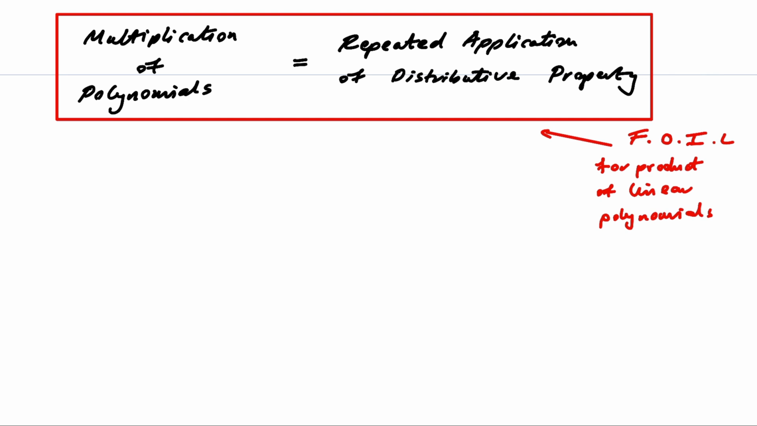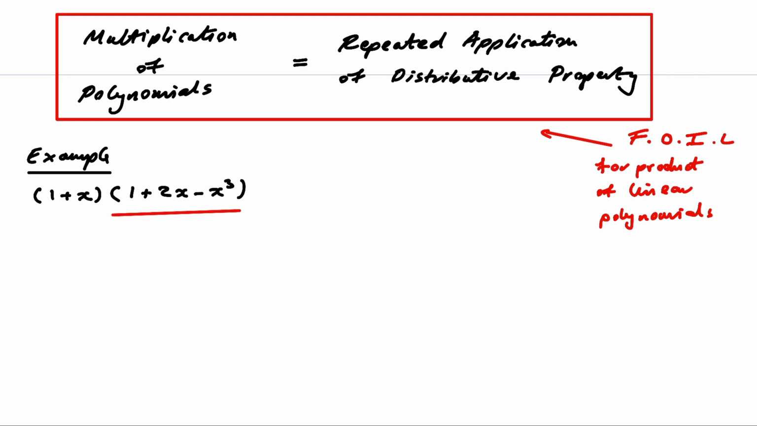So let's do an example. I don't want to go too crazy, but let's do one that kind of illustrates the point. Imagine if I have to multiply 1 plus x, a linear polynomial, by a cubic polynomial, let's say 1 plus 2x minus x cubed. So the aim of the game is to rewrite this as a polynomial expression. So the first thing I'm going to do is treat this as a fixed number, if you want, and then treat these as two different pieces. So this is going to be like the distributive property.